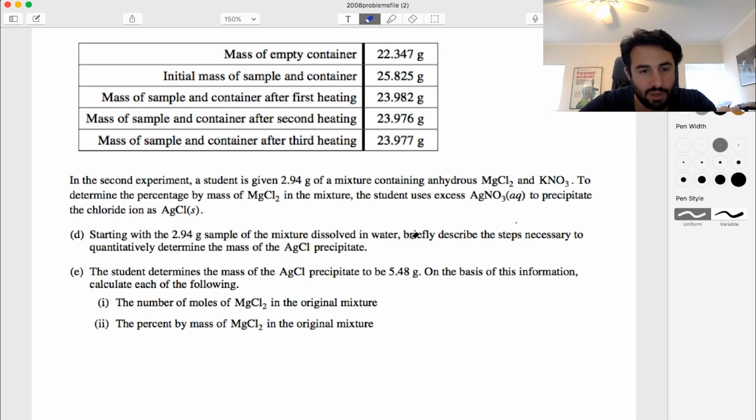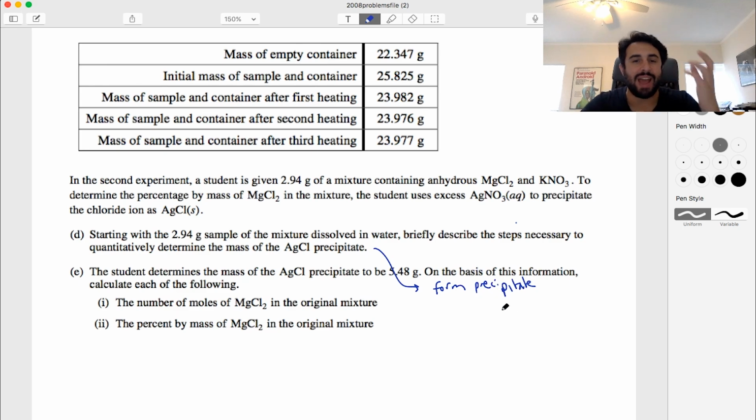So the first thing we want to do is describe the steps necessary to quantitatively determine the mass of the AgCl precipitate. Okay, so we're going to add the silver nitrate, right? We're going to add the silver nitrate and we're going to form the precipitate.